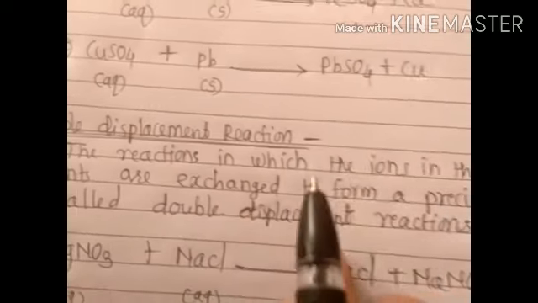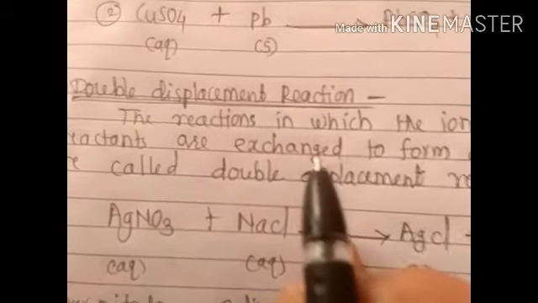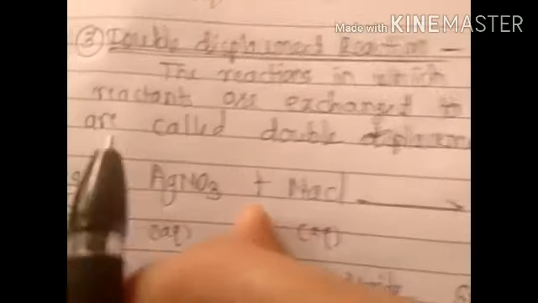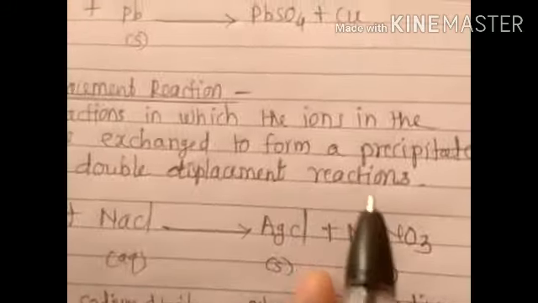The reaction in which the ions in reactants are exchanged to form a precipitate are called double displacement reaction.